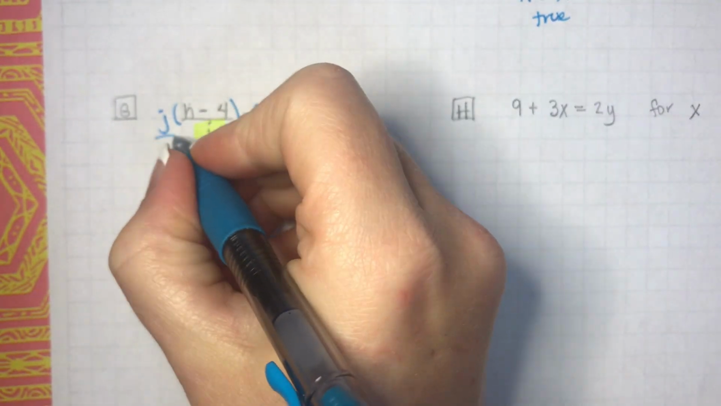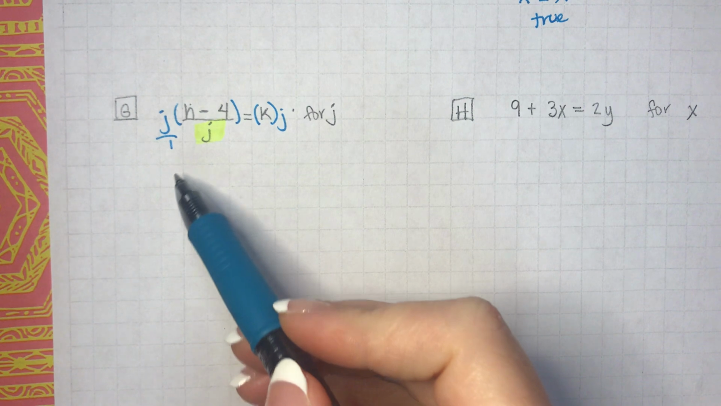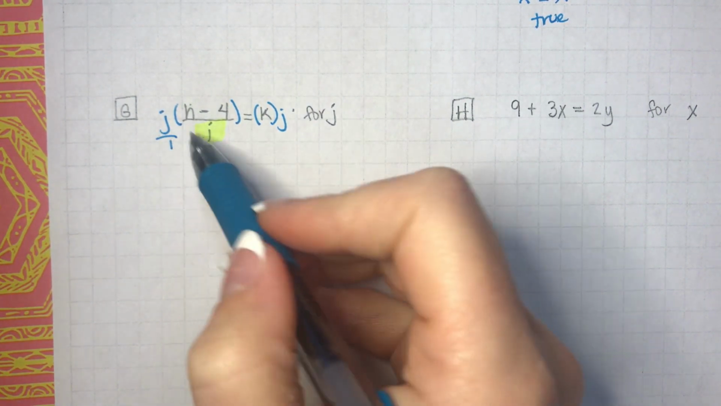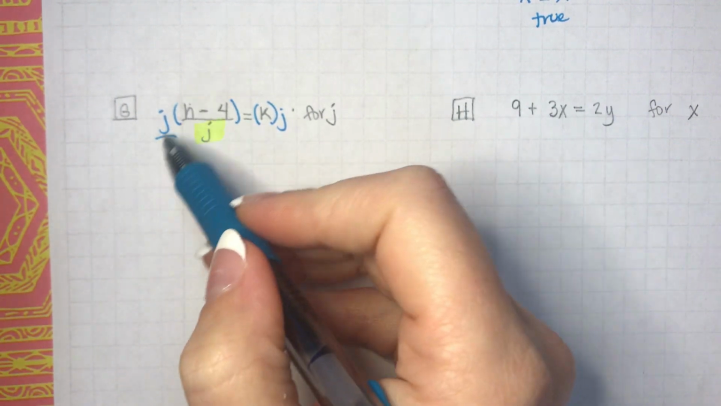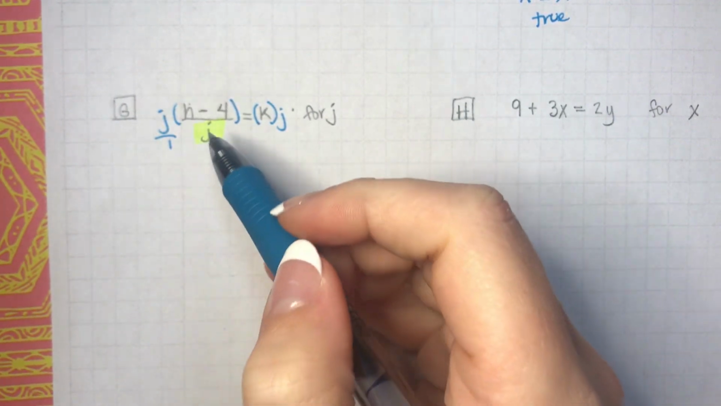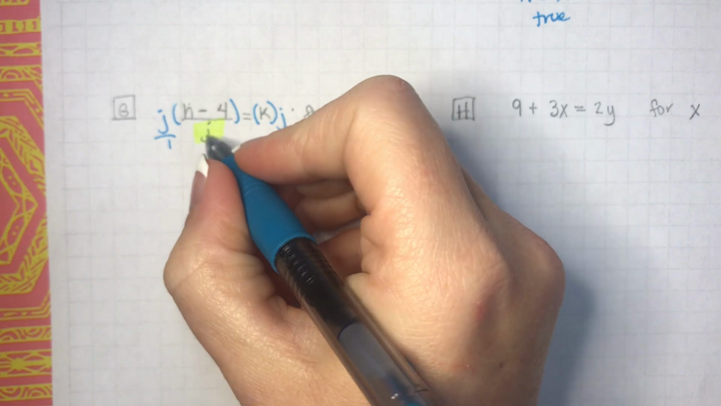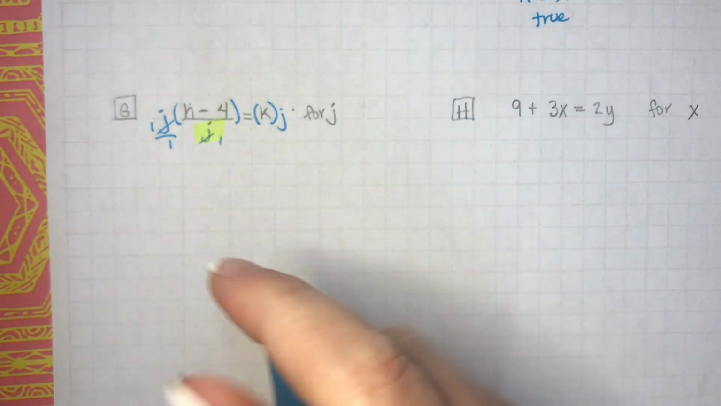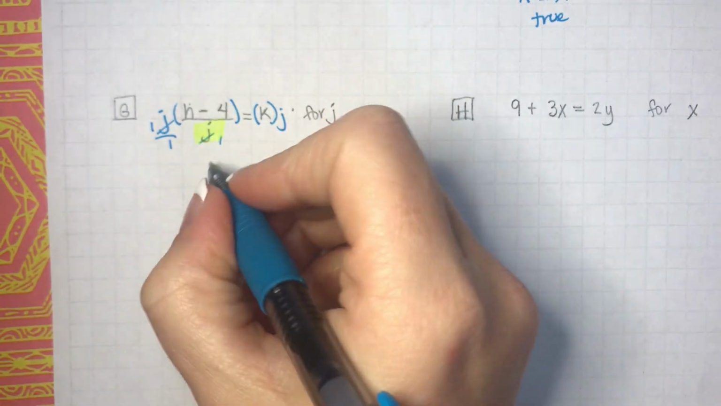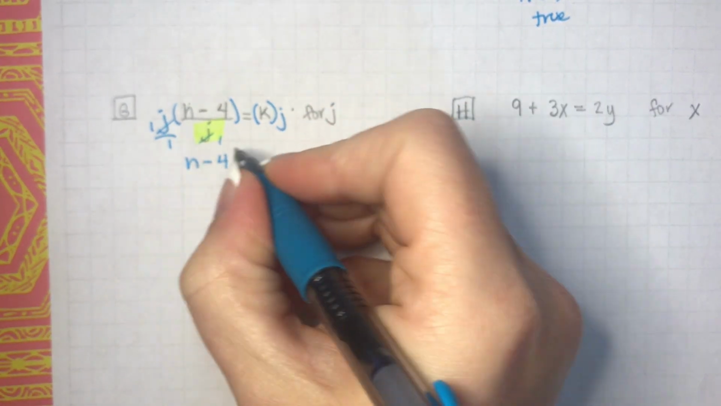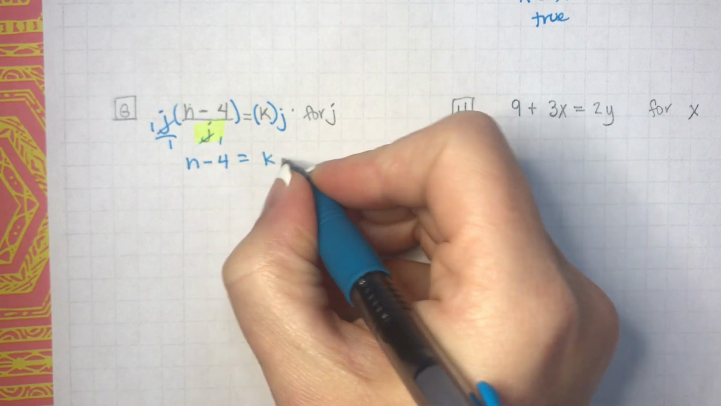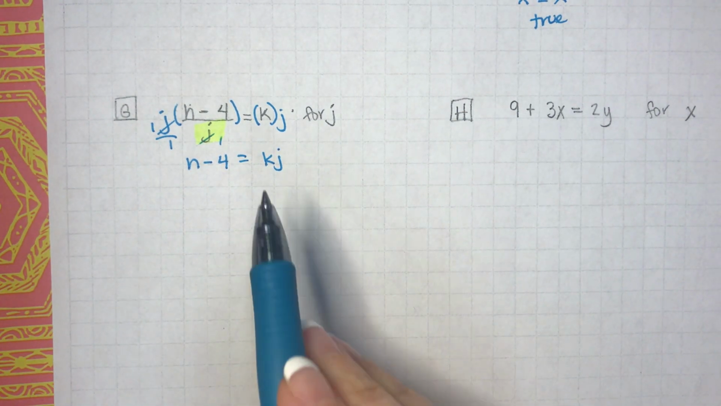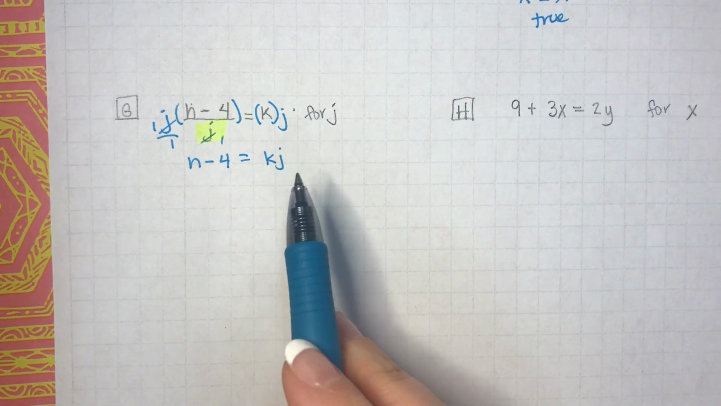All right. We get J over 1, and then we look to cross cancel because we're basically multiplying by fractions. So there's a 1 there, so you can't do a whole lot. But what about this J and J? Well, yeah, J is the common factor. J goes into J one time, J goes into J one time, then we multiply across, and we get N minus 4 is equal to KJ.